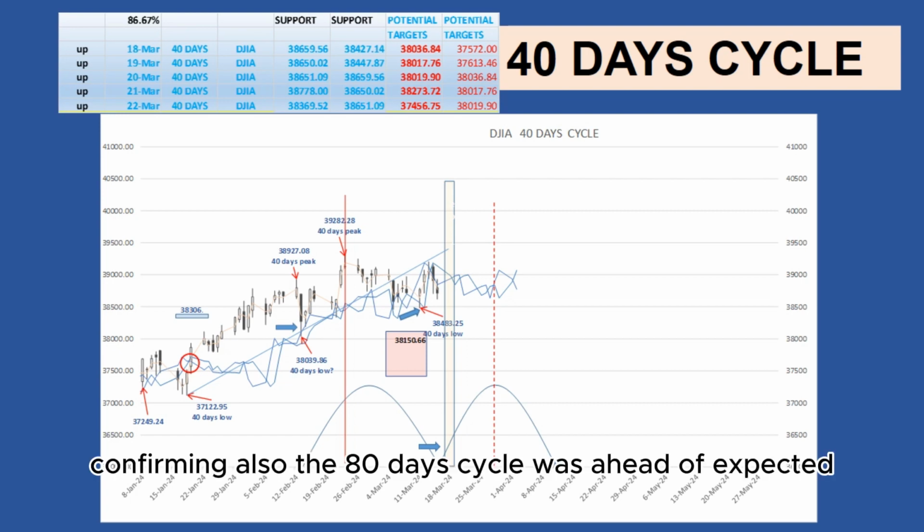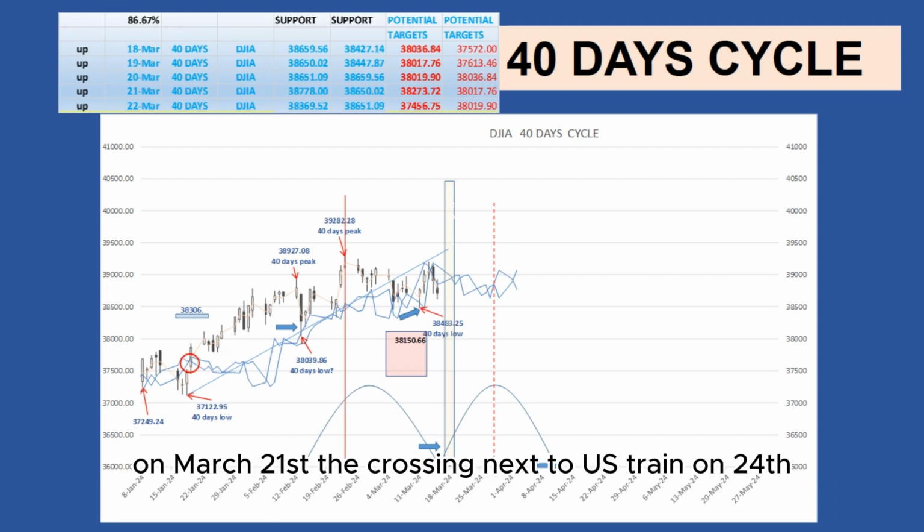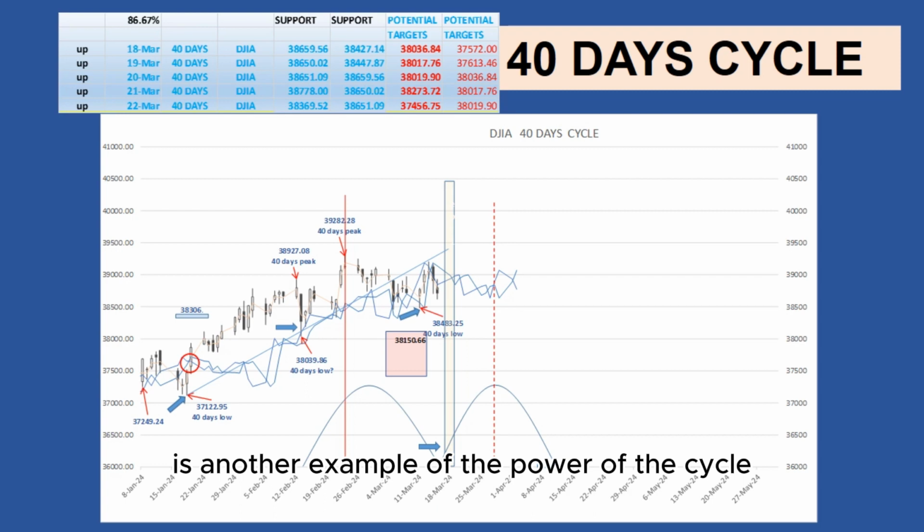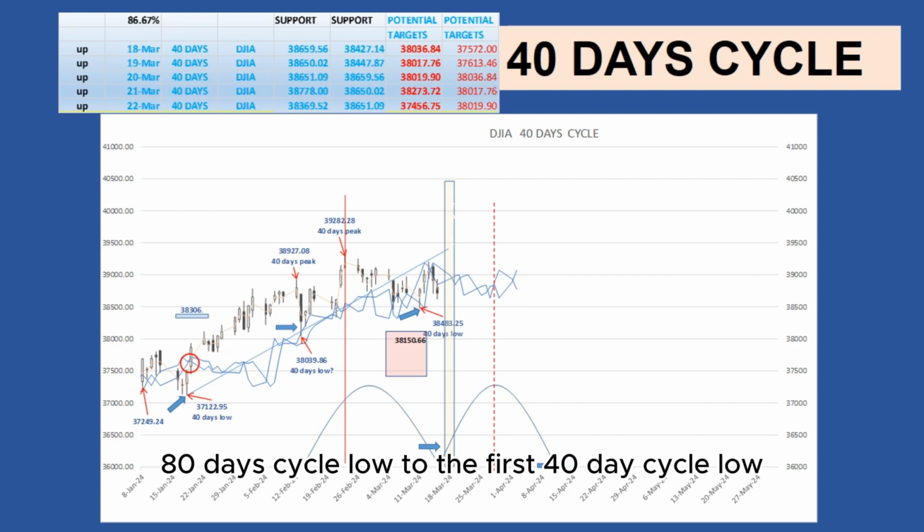Confirming also the 80-day cycle is still expected on March 21st. The crossing below its trend line 24th. The peak is not only the 80-day peak, but also the 20-week cycle peak. Like explained earlier, the crossing of the trend line or peak of the next is a very important Hurst tool. In this case, the next longer cycle is the 20, another example of the power of the cycles. Meaning the 20-week cycle low at the time of the trend line from the last 80-day cycle low to the first 40-day cycle low is the 80-day low.